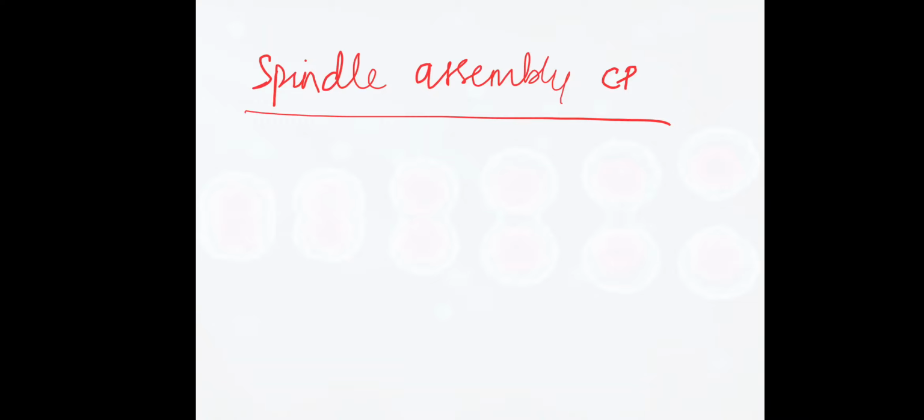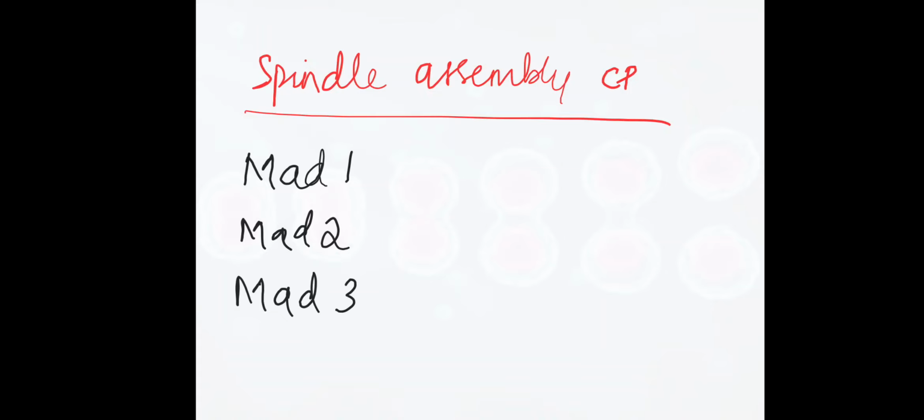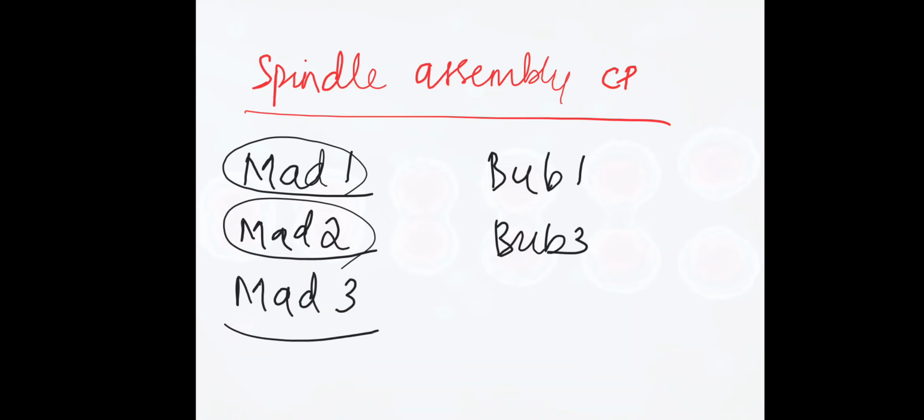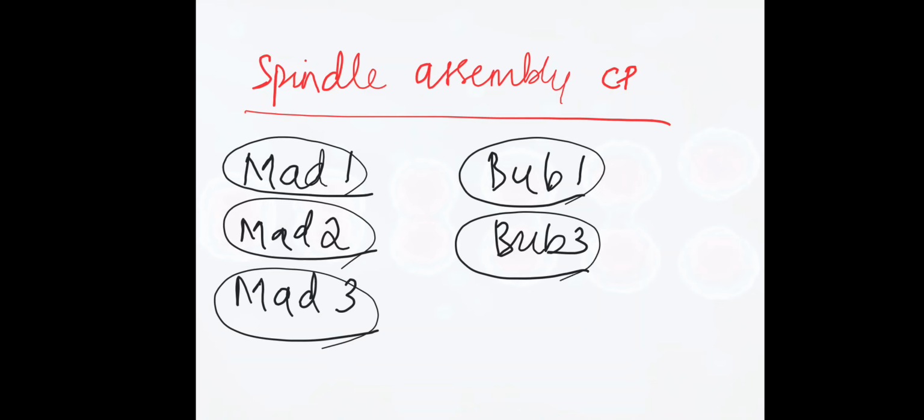The core components include MAD1, MAD2, MAD3, and BUB1, BUB3. These are the components of the spindle assembly checkpoint. So we can say SAC is made up of MAD1, MAD2, MAD3, BUB1, BUB3.